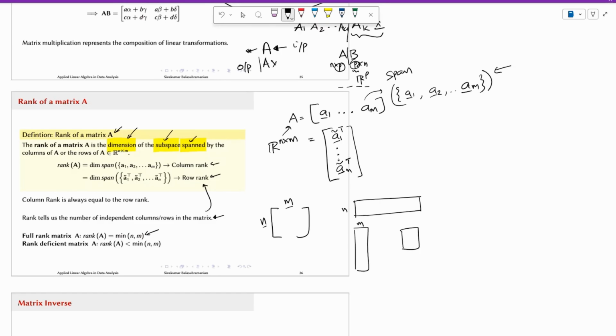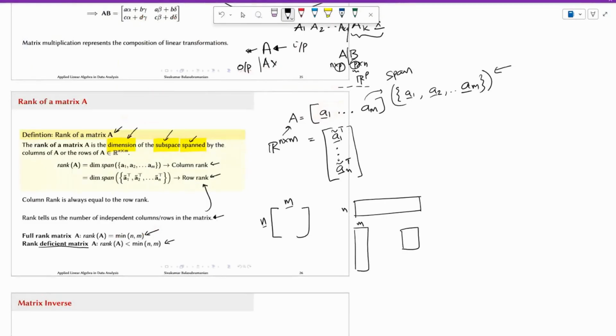Whenever the rank of a matrix equals the minimum of the number of rows or columns, then you say it's a full rank matrix. And if the rank is less than the minimum of the number of rows or columns, then you say it's a rank deficient matrix. Later on, we will see how to find the rank of a matrix, and maybe next class we'll discuss that.